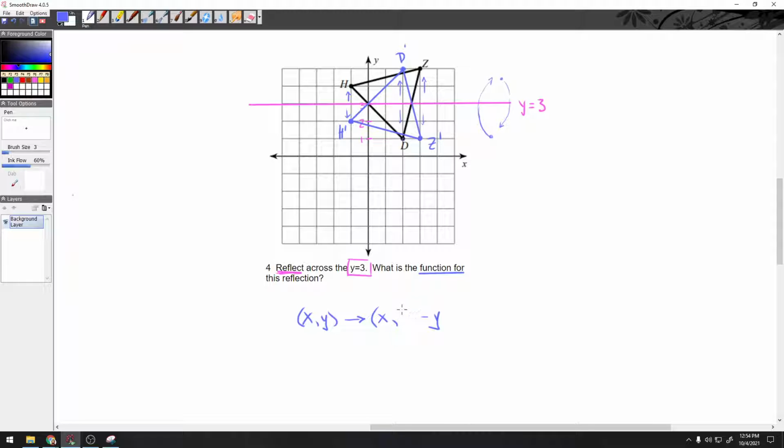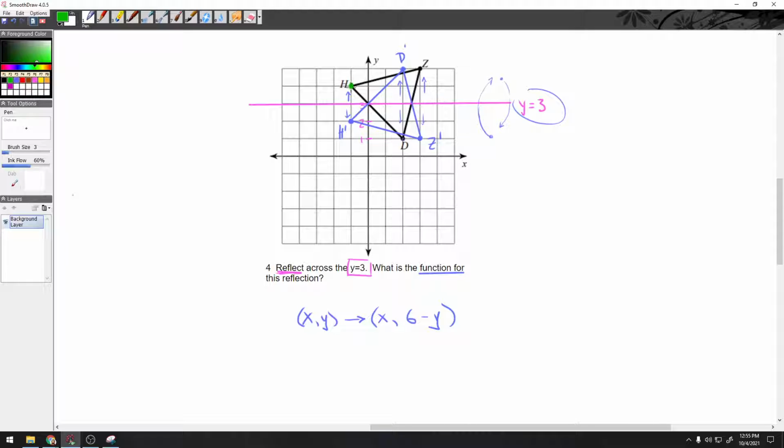Now I'm going to need a term right here that makes it flip around y is 3, and I just double it. So it would be 6 minus y is going to make this work. And if you want to confirm that this is true, we can test it out on some dots.